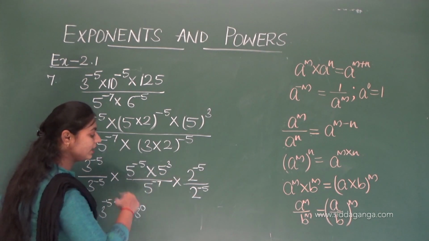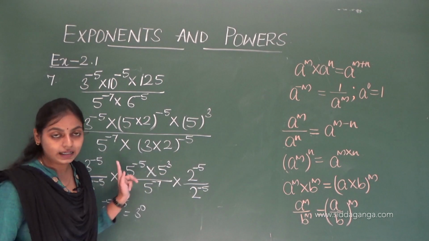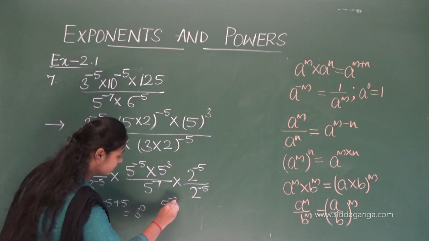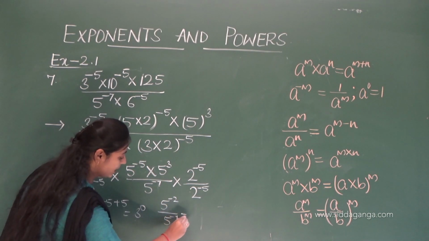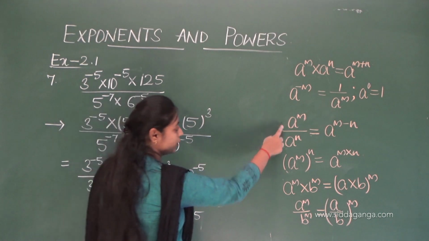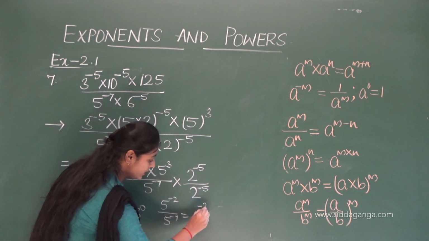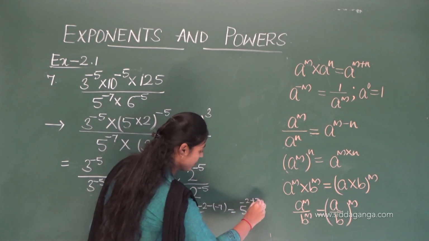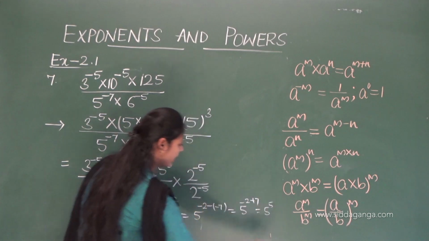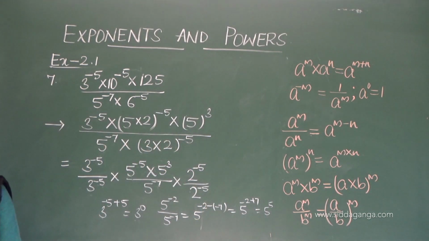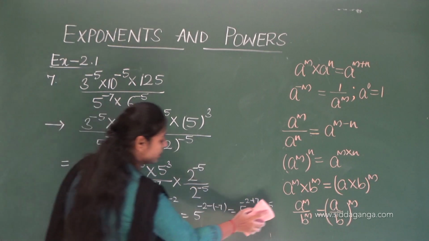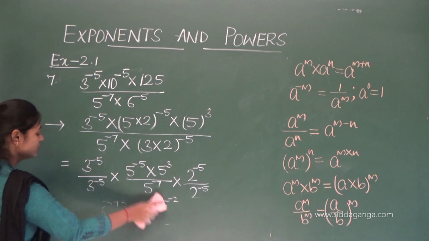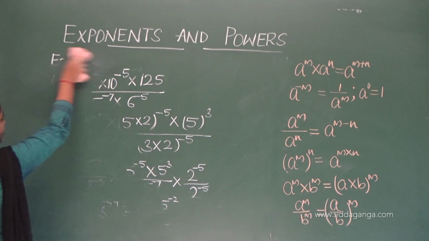So whatever total answer you get here, keep multiplying it with the rest. 5 raised to the power of minus 2 divided by 5 raised to the power of minus 7, that is a power m by a power n equals minus 2 minus of minus 7, which is 5 to the power of minus 2 plus 7, 5 to the power of 5. So whatever answer 5 power 5 gives, keep multiplying it with the 1 and 1. So in the next class we'll continue this lesson. Thank you.